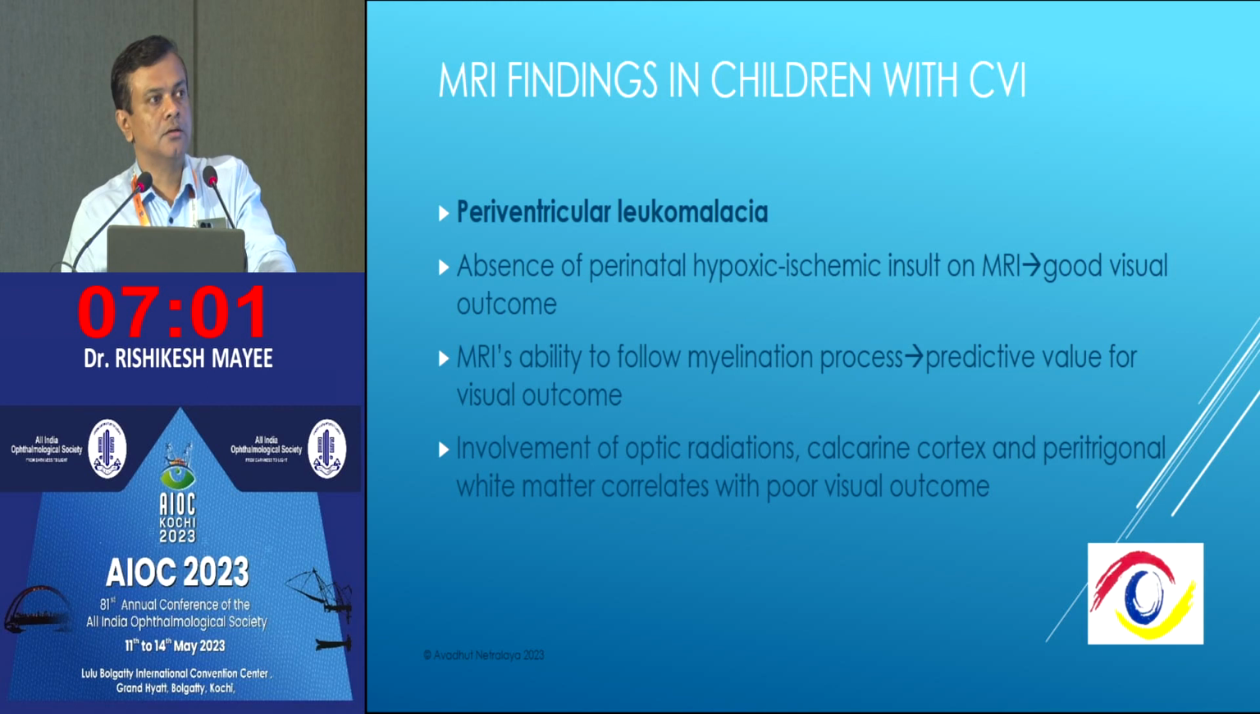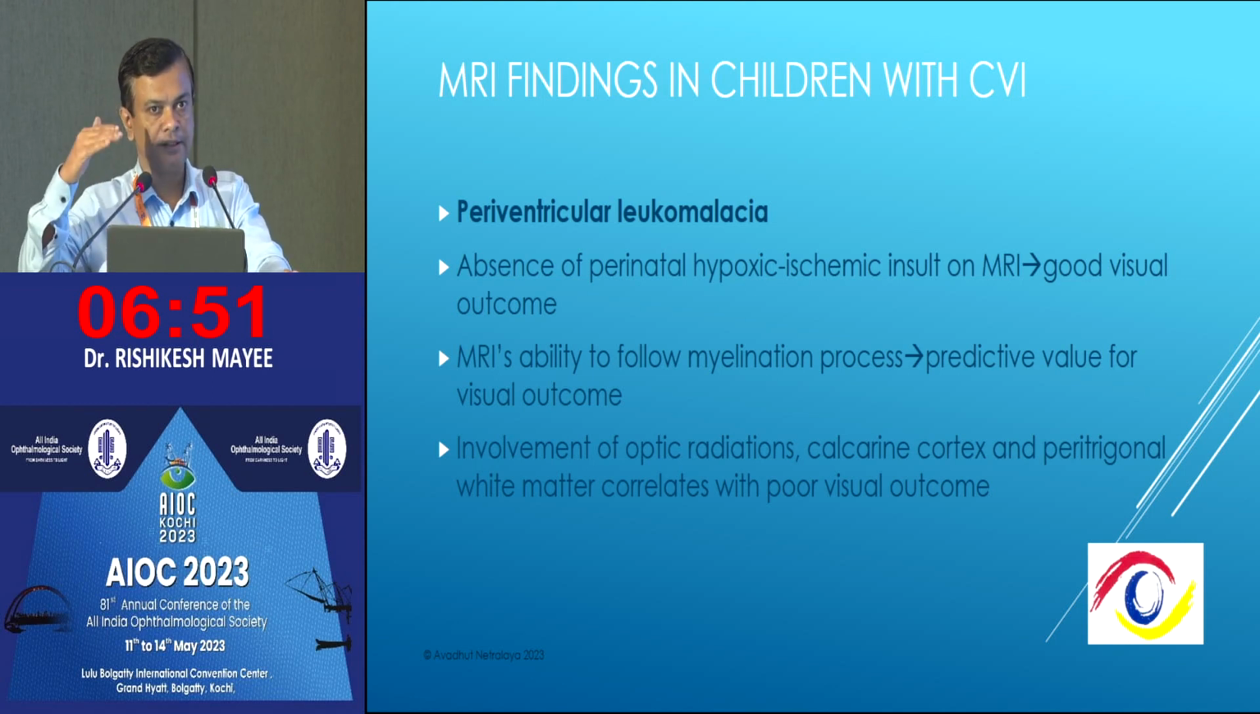Now coming to the MRI findings of children with CVI, the most important is periventricular leukomalacia. Leuko is white matter, malacia is loss. So basically the part of the lateral ventricle in the trigone, that is the part from where the optic radiations pass, usually gets affected. According to literature, MRI has a prognostic value to predict the visual outcome. So if there are no or minimal MRI findings, it suggests that probably the visual outcome in these cases might be good.